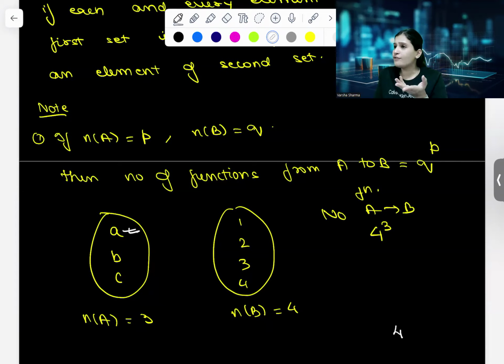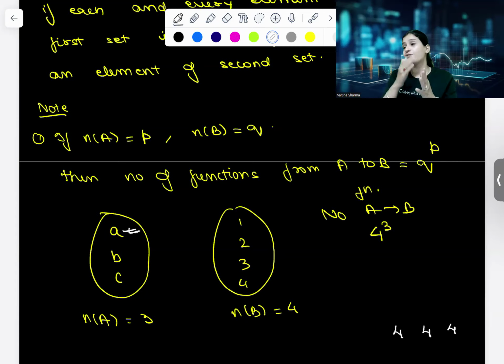B also has the same four options, because it's not the case that if A has formed a pair with one, then B can't form a pair with one. I don't have a problem with that, right? So B again has all four options. Again, same for C. C also has all four options.